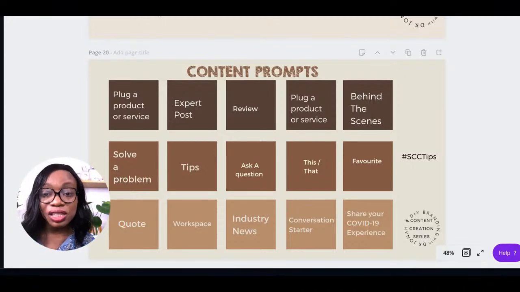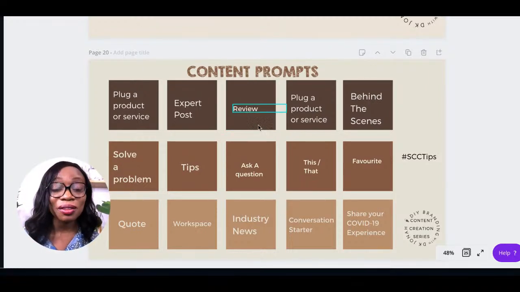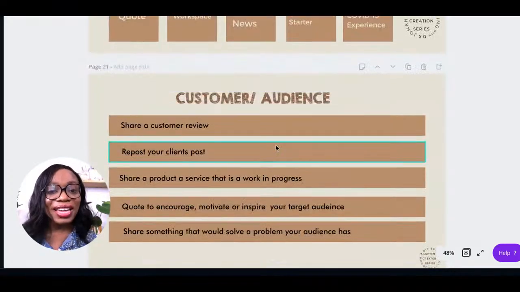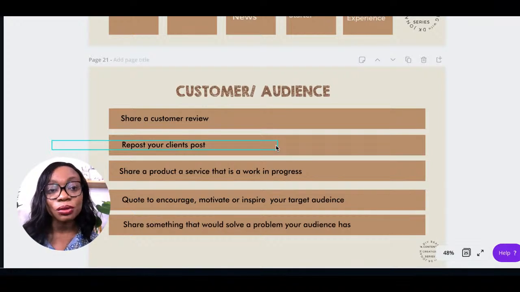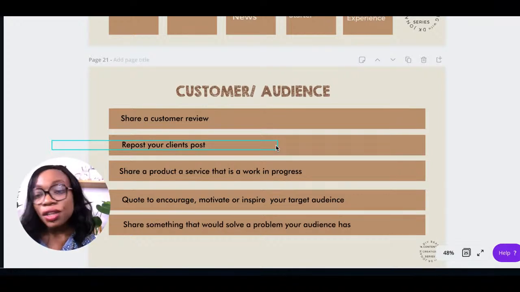Every week I give you content prompts. Take this prompt and use it. But this week, however, I'm going to take a little few minutes from you. I went a little step further and I gave you examples of what you can post. I said share a customer review. You can repost your client's post. Share a product or service that is a work in progress.